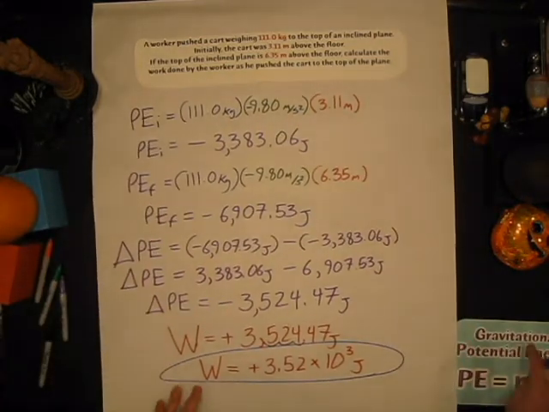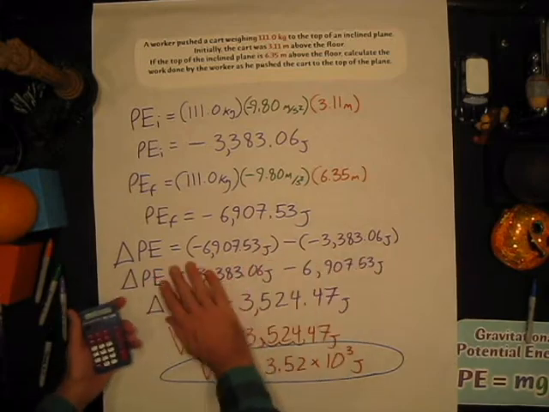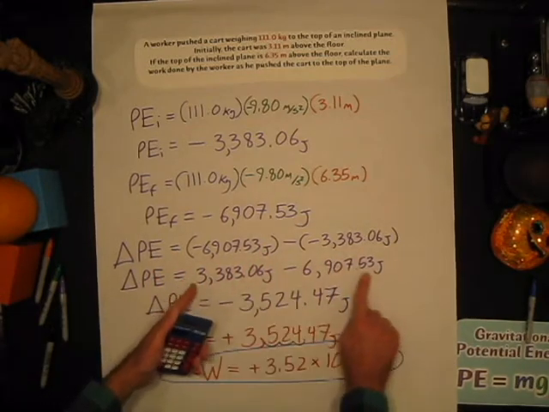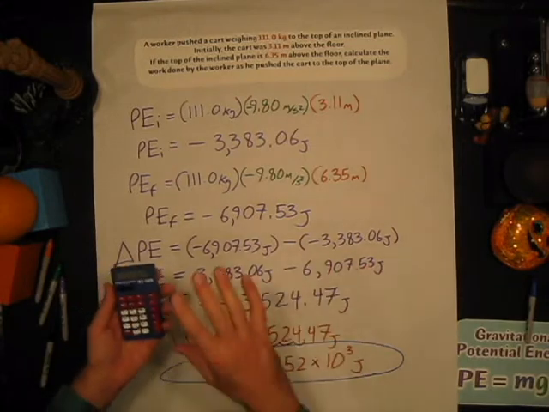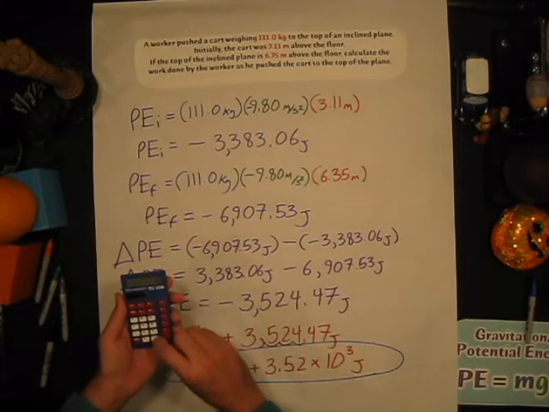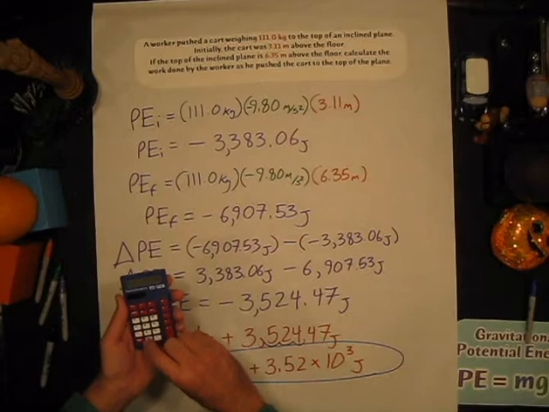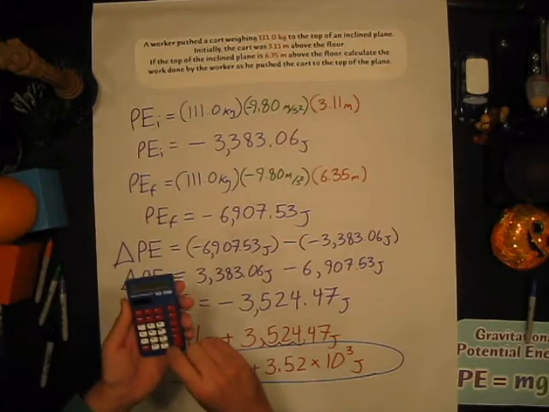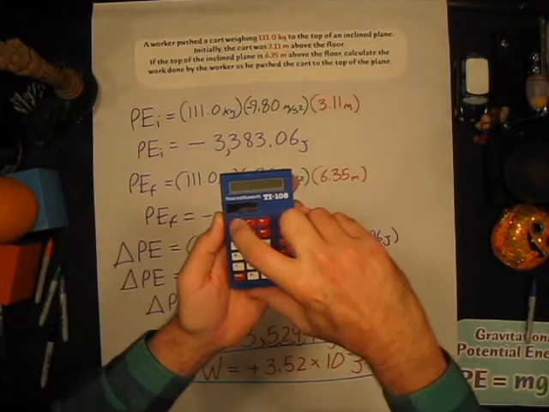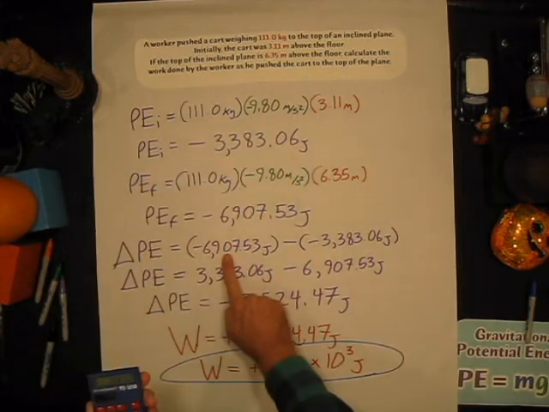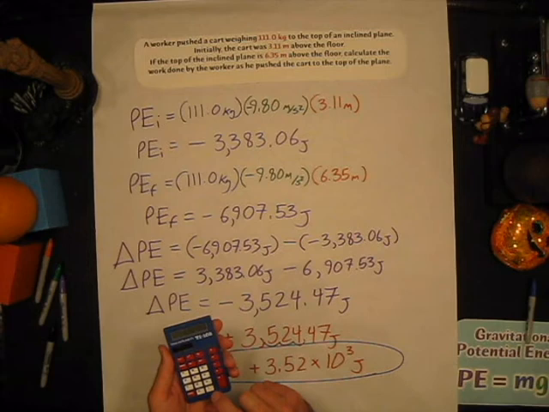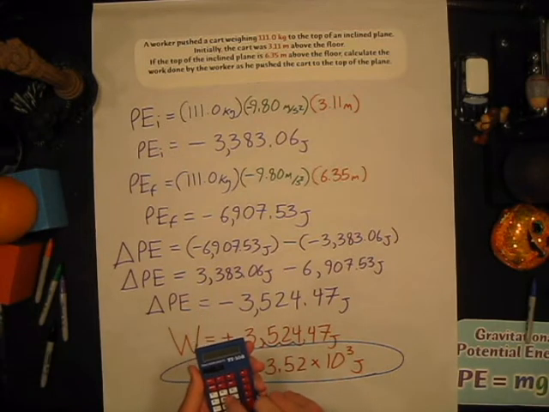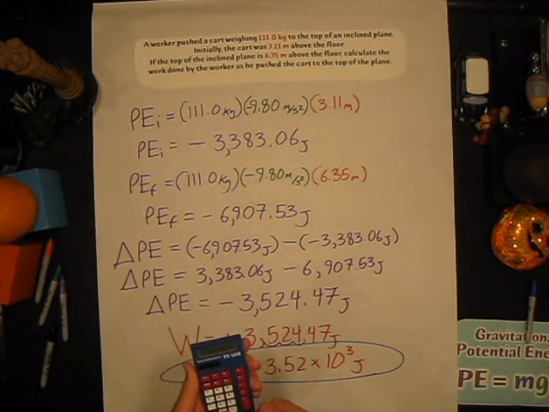One thing I want to mention here, in case you'd rather do it the other way, let's just do it the other way, in case you don't understand what I did here or don't like it. Okay, let's do it this way. Now we got to put these numbers in negative this time. So 6907.53. Now I have this on my calculator. I'm going to hit the negative sign. Now it's a negative. And I'm going to hit minus, I'm going to type this number in, 3383.06.